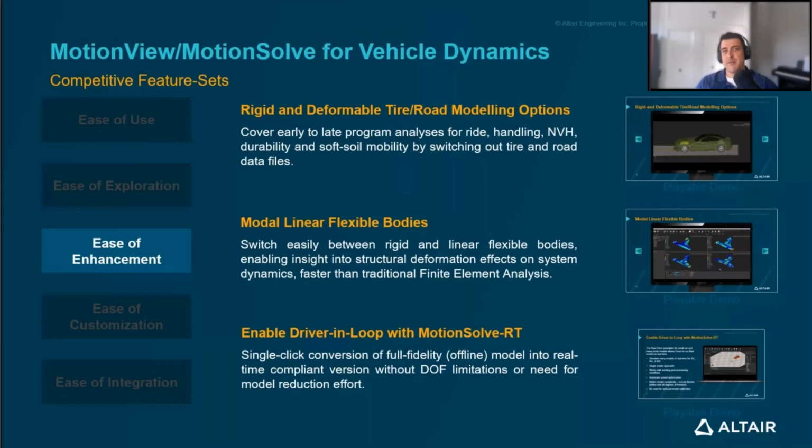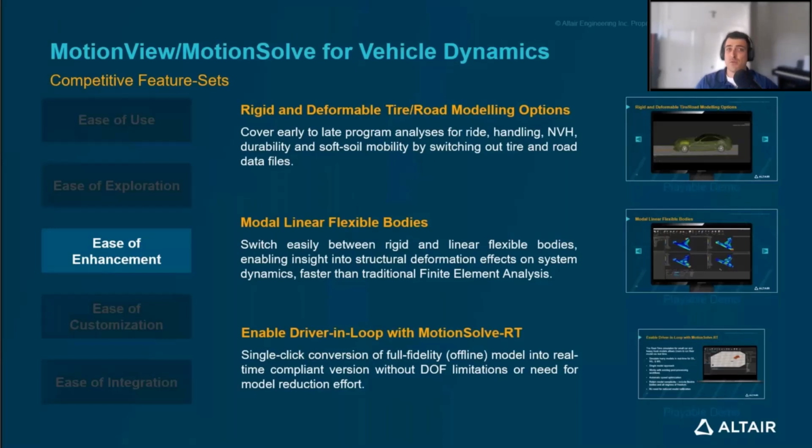So the choice of tire model is paramount. It's critical for predicting the performance of your vehicle over smooth surfaces, soft soils, rough roads, or large obstacles. So changing tire models, luckily, is as easy as choosing the right tire and road property file.